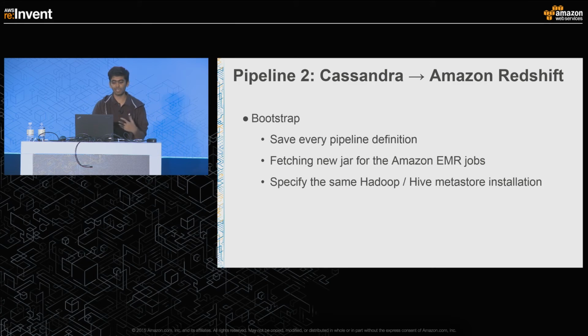We talked about bootstrap, so the same thing would happen again. This saves every pipeline definition from having to write this additional step, because that is automatically inferred. And in case of EMR, what would happen is it will fetch the latest jar that we built for our Hadoop jobs.